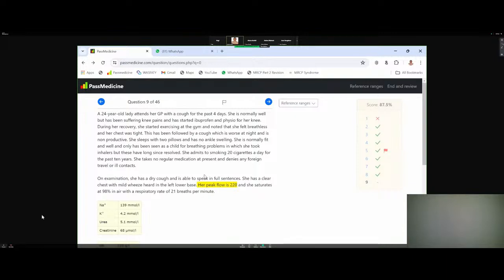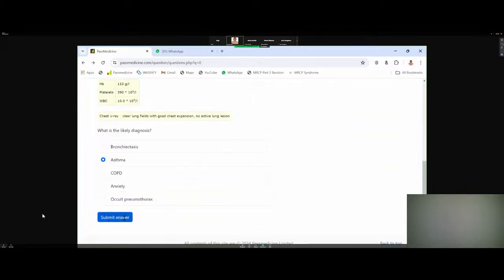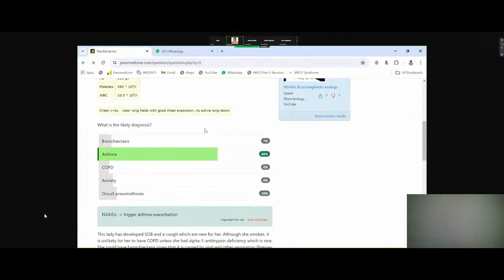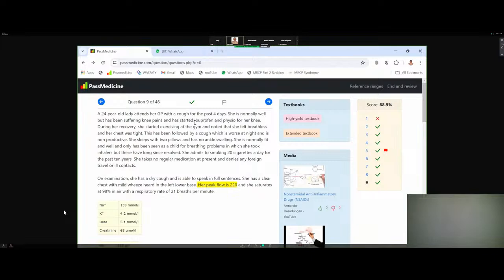And she admits to smoking 20 cigarettes. Okay, let's go with asthma and see. Yes, asthma. And I said trigger asthma exacerbation. So she's already on painkillers. Painkillers, okay. So let's do this one.